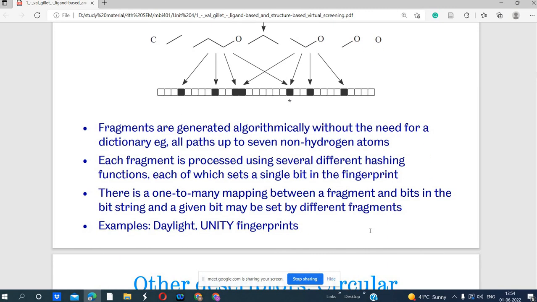Each fragment is processed using several different hashing functions, each of which sets a single bit in the fragment. So there is a one-to-many mapping. One-to-many means on the one hand we have one thing, like one fragment, and on the other hand we have different bits or functions. Okay.